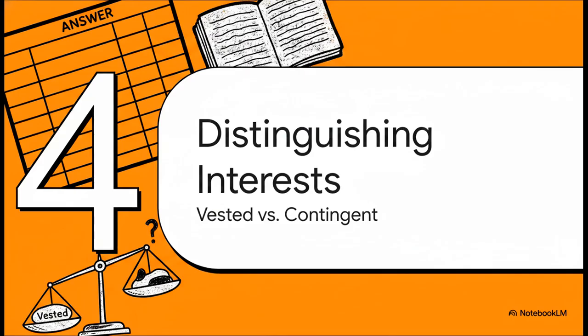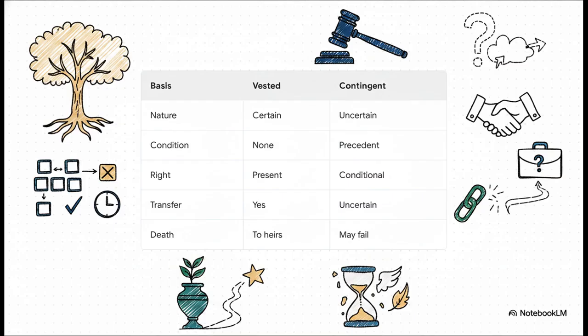Next heading, 4. Distinguishing vested and contingent. Get ready to draw a strict, high-contrast ruled table in your answer script for this one. I'm going to read this entire matrix row by row, and you are going to memorize it. First basis, nature. Vested interest is certain, while contingent interest is uncertain. Second, condition. Vested interest has no condition precedent.